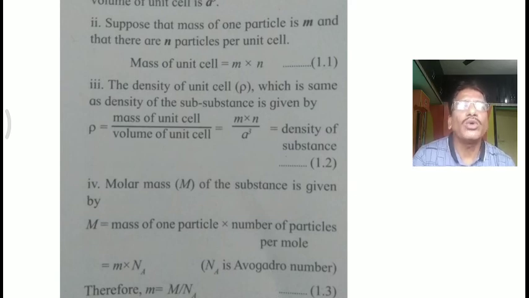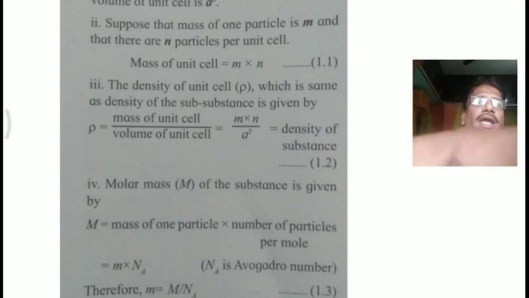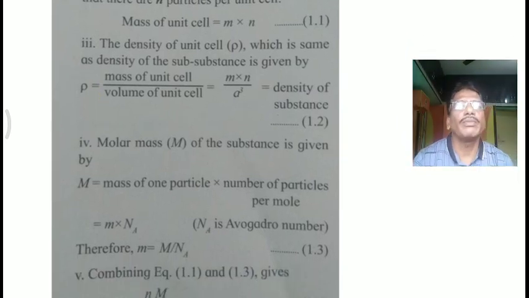And if we have to calculate the molar mass of the substance, the molar mass is given by the equation: mass of one particle into number of particles per mole. That is, 1 mole of substance contains a number of particles, so it is the mass of one particle into the number of particles per mole. The number of particles per mole is represented by Avogadro's number, Na. And so molar mass is equal to m into Na.